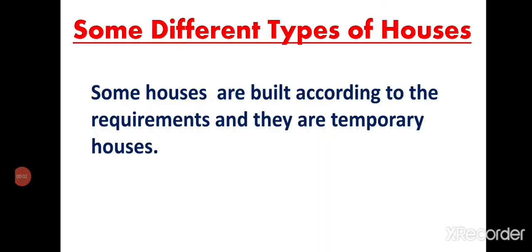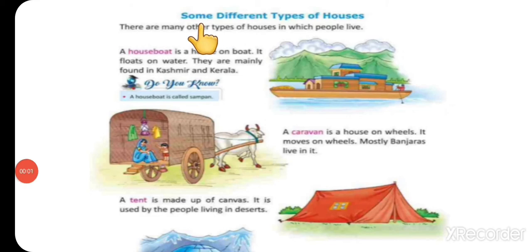Now we will learn about some different types of houses. Some houses are built according to the requirements and they are temporary houses. So let's learn about such kind of houses. So take out page number 19 in your EVS book. Some different types of houses.